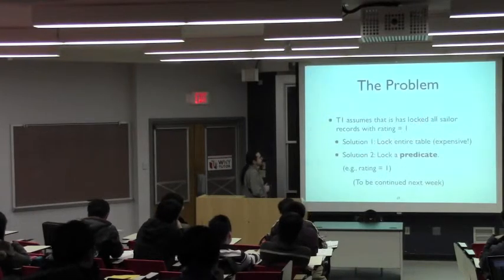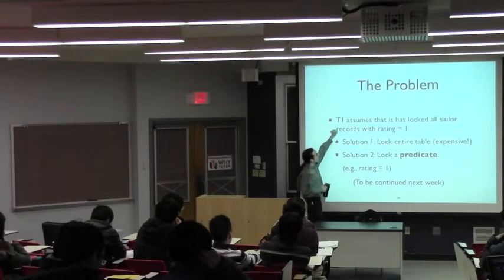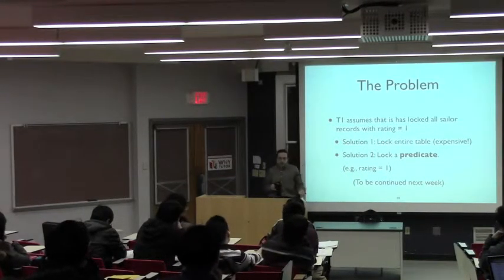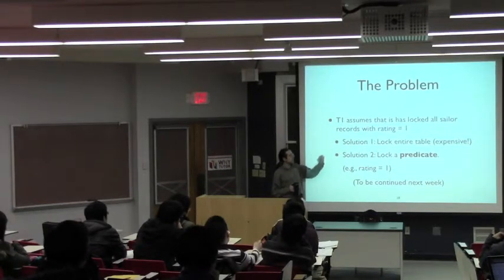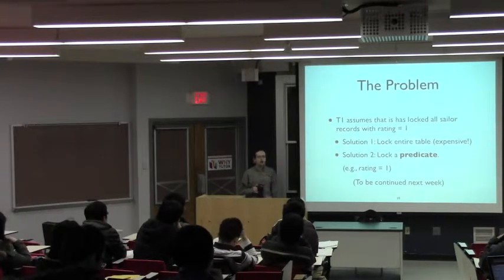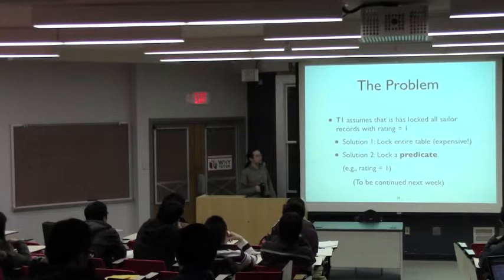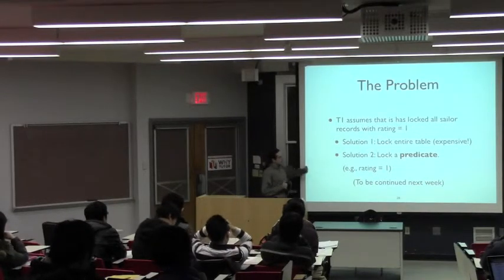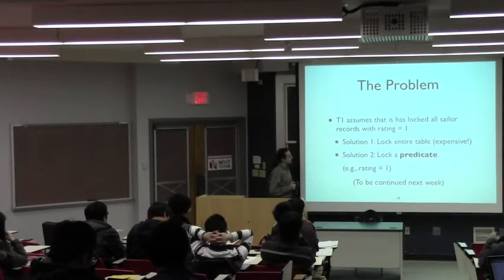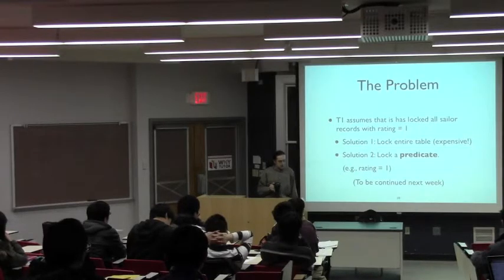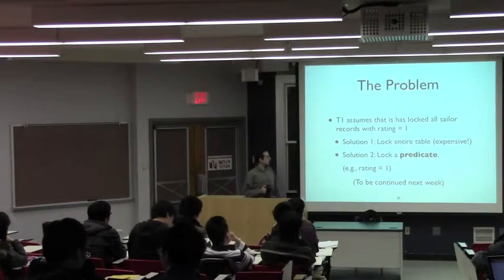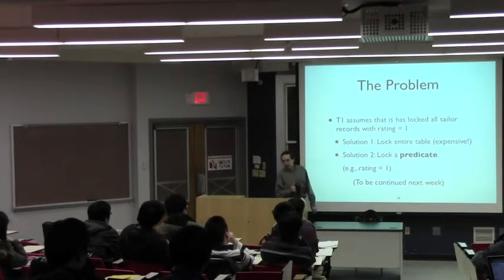And so essentially what's happening here is that transaction one assumes that it has locked all sailor records with a rating of one. And now it's entirely possible that we could lock the entire table. That also is something that's going to be expensive because it precludes any other operation from coming along and modifying any individual. It prevents any other transactions from modifying that table. So something that we can do instead is add another level of granularity, which is this idea of predicate locking.